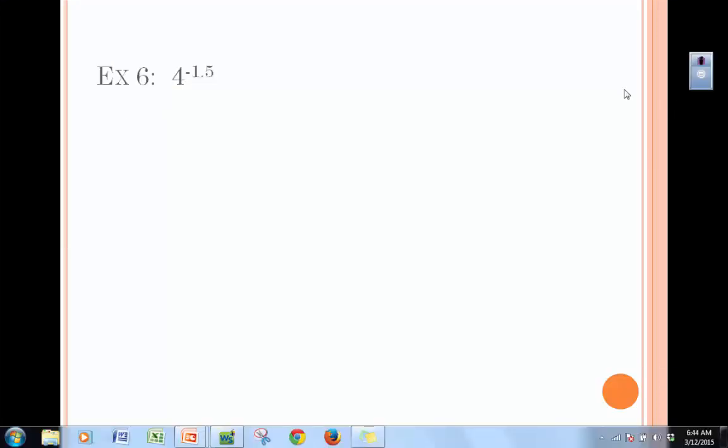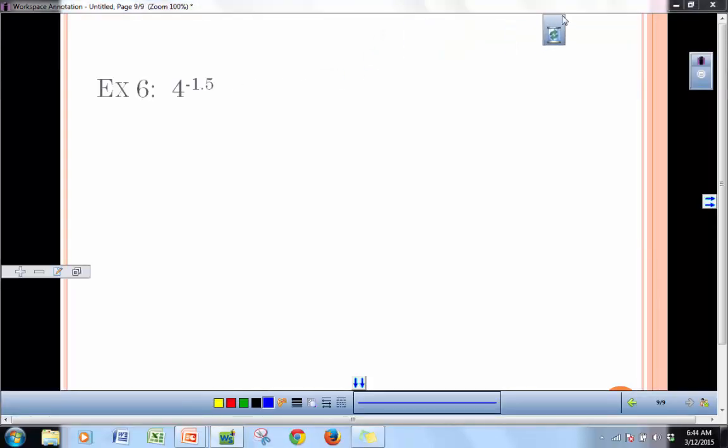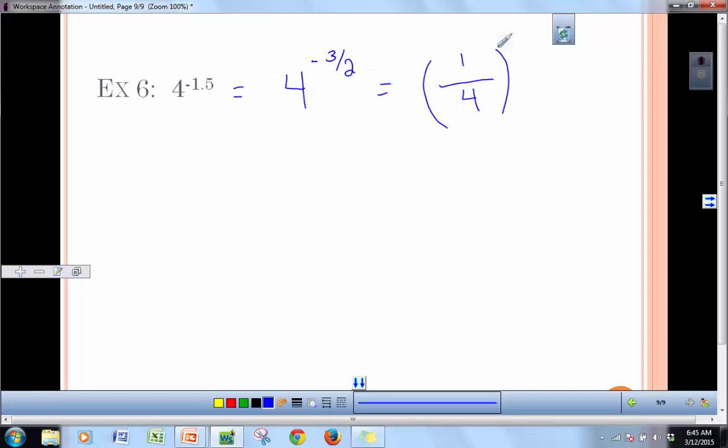Okay, so what about 4 to the negative 1.5 power? Negative 1.5 is a decimal, so we can rewrite that as a fraction. We know 1.5 is the same thing as 3 halves. Now some of you are probably saying, why do we have a negative exponent here? Remember, our rule of negative exponents is we take the reciprocal of our base, which would be 1/4, and then you can make your exponent positive. Or it's the same thing as taking the 4 to the denominator and raising 4 to the 3 halves power as well.